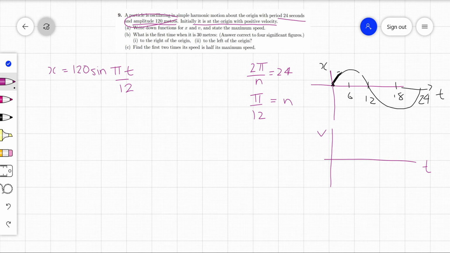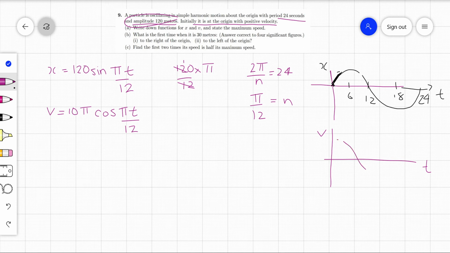What about velocity? Well, if we differentiate that with respect to time, you know that sine is going to go to cos, and it's going to have the same angle, so pi t on 12. But I'm also timesing the 120 out the front by pi on 12. So if you think about it, 120 times pi on 12 means we are going to have 10 pi out the front. So that's our velocity there. And if I were to graph it, remember it's a cos curve.